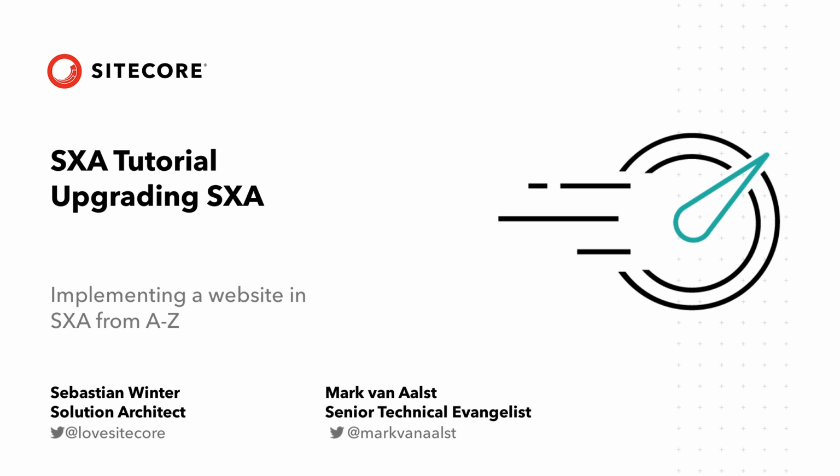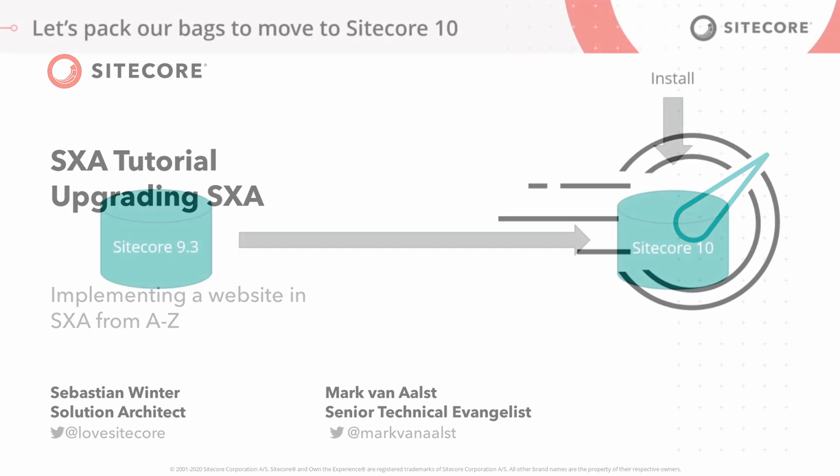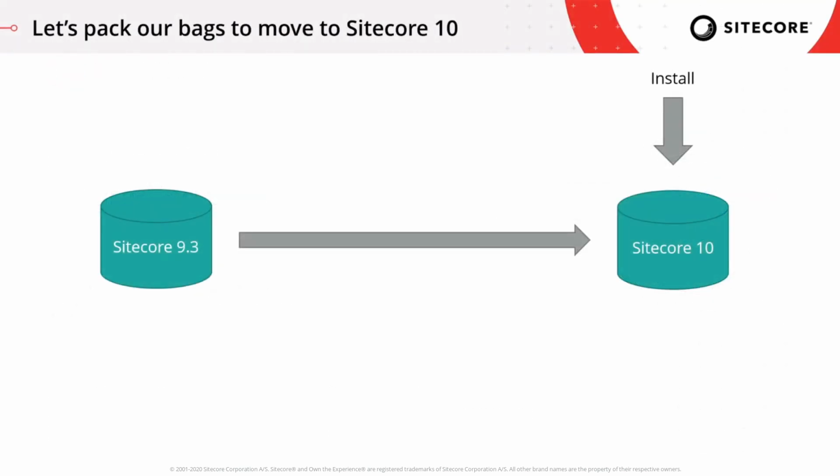During the development of our SXA website, Sitecore released a new version of the software. So in this video, we want to show you how we upgrade our solution to the latest version of Sitecore and SXA. The first thing that comes to mind is that we need to update all of our items to Sitecore 10.